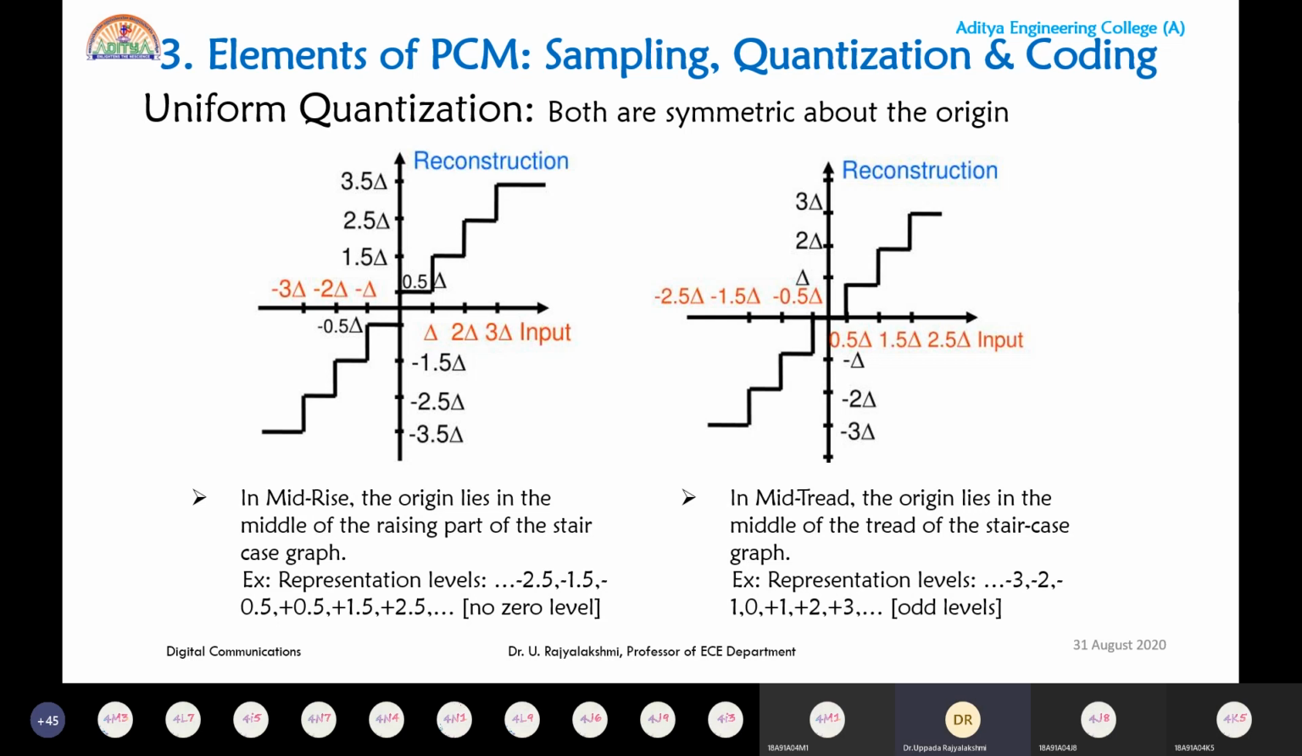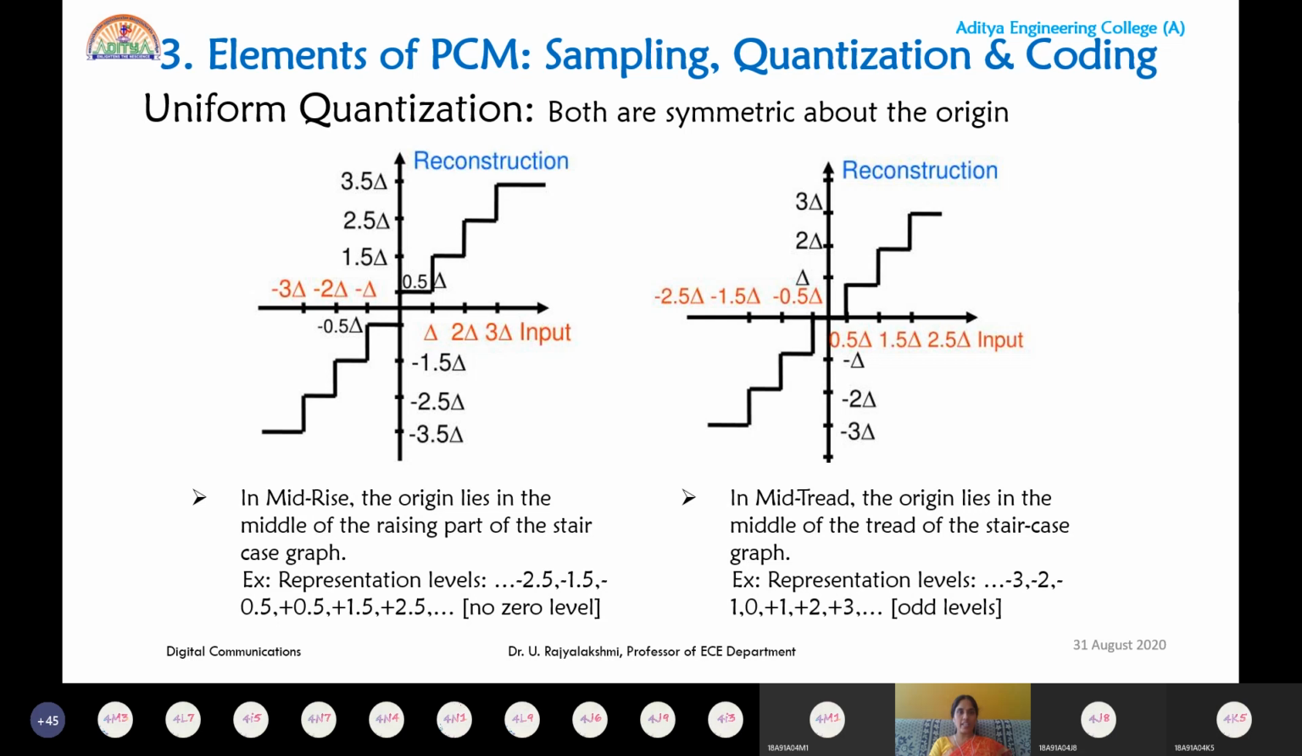If you observe this slide, here I have represented two different types of uniform quantization. One is mid-rise, and the first figure shows the mid-rise uniform quantization, and the second one is mid-tread. So what is mid-rise quantization? Please observe the figure. Here the origin lies in the middle of a rising portion of the staircase waveform.